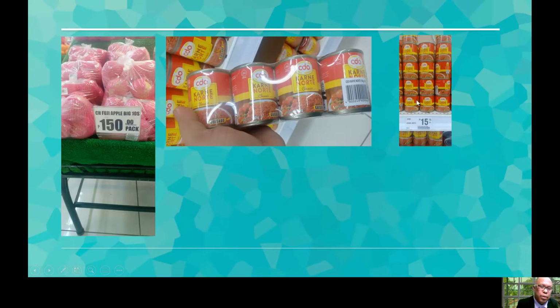The reason why I put this one here is because this particular Carne Norte from CDO is only priced at 15. But there's a bigger version of this one, I think that costs 36 pesos. Now, why do they do this? I mean, there is a market for 36, yes. But there are people who still love to eat corned beef but cannot afford 36 pesos.